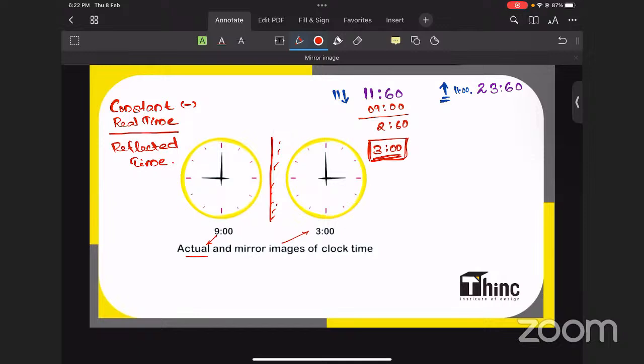Similarly, if a certain question mentions the 24-hour format and the time given is 21, at that time you can convert it to 9 and solve, or you can directly substitute here 23:60 minus 21, so here it is again 2:60. So the reflected time will not change. It will always remain the same. So you can keep this method for quickly solving mirror image questions of clocks.